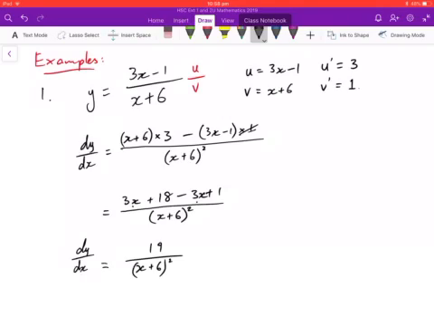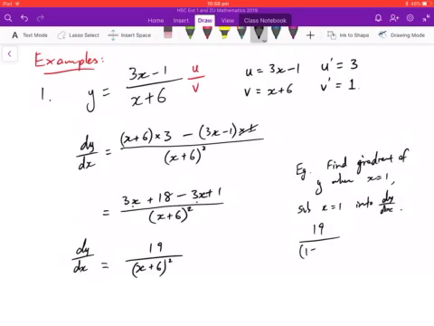So if I wanted to, for example, find the gradient of y when x is equal to 1, I'll just do this as an aside. Well, you just sub in. So you sub x equals 1 into dy/dx. That gives me the gradient. So it's 19 over (1 + 6) all squared. Now, it's not a particularly nice number. It's going to be 19 over 49, which is approximately 0.4.